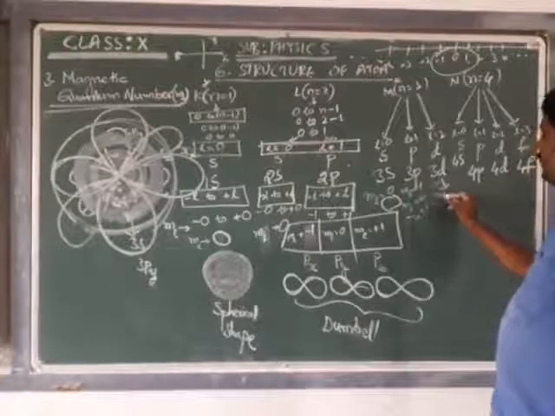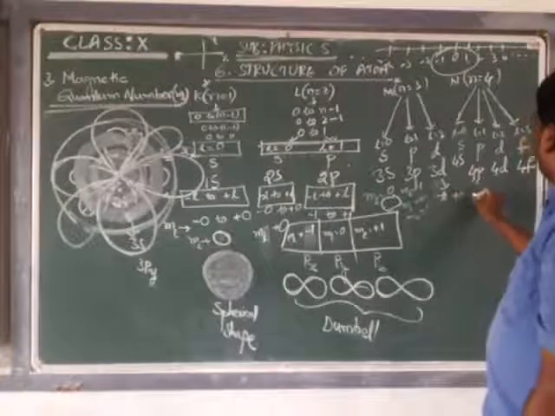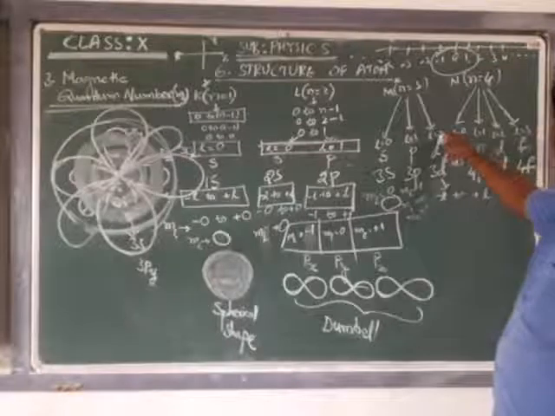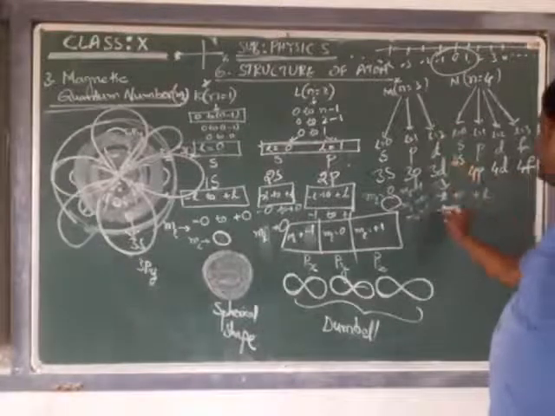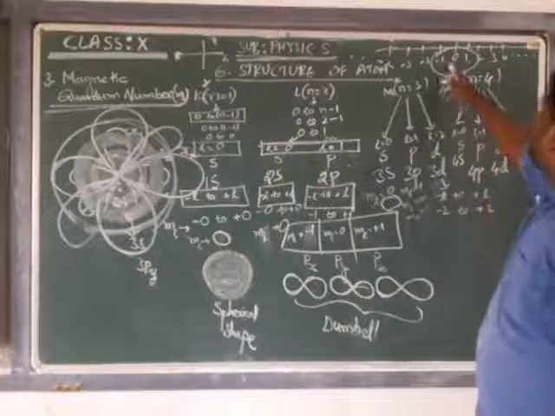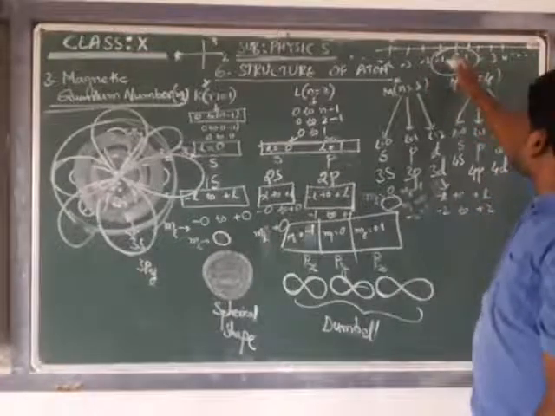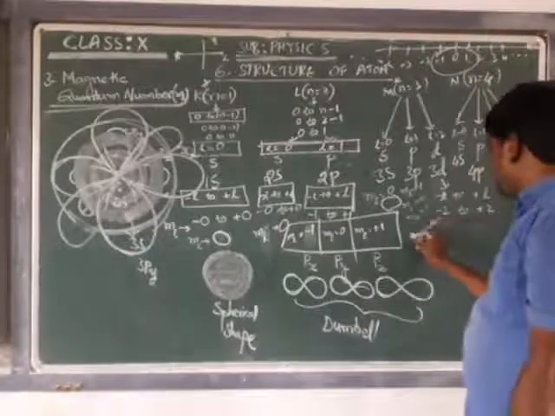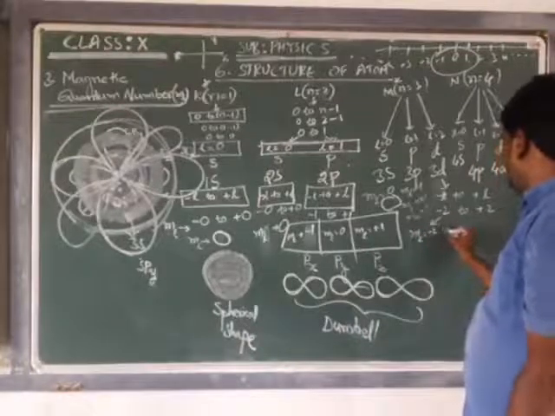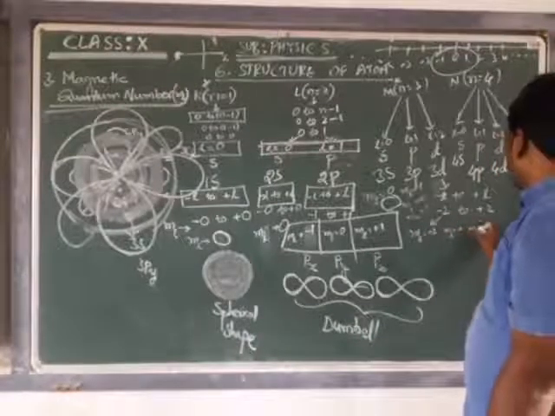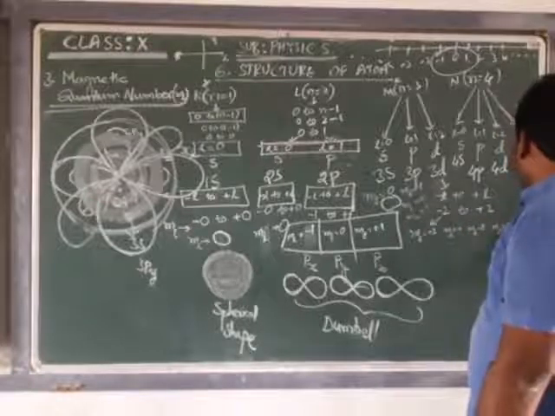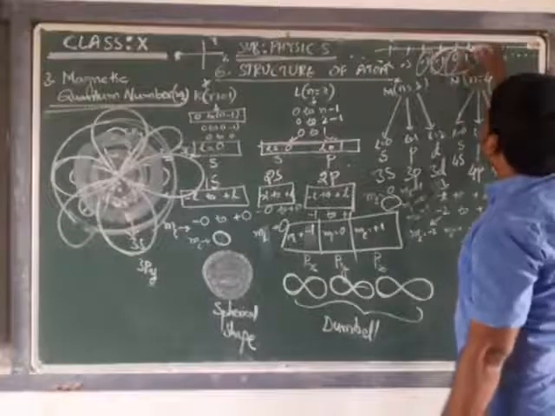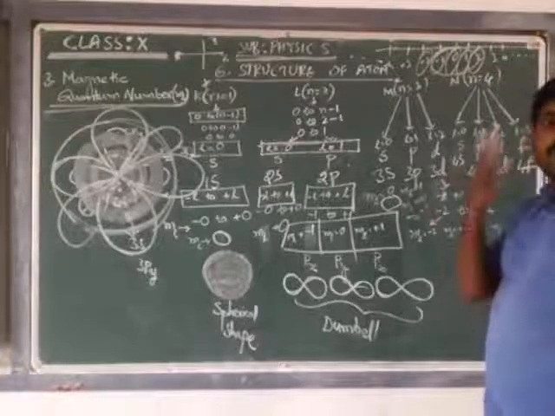That is -L to plus L we are going to take. What is the L value for d? The L value for d is 2. That is -2 to plus 2. So -2 to plus 2, how many? -2, -1, 0, 1, 2. That means we have 5 values: ml is equal to -2, -1, 0, 1, 2. That means we have 5 orientations.